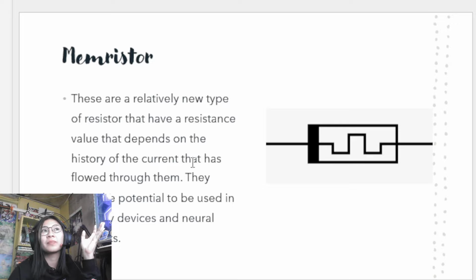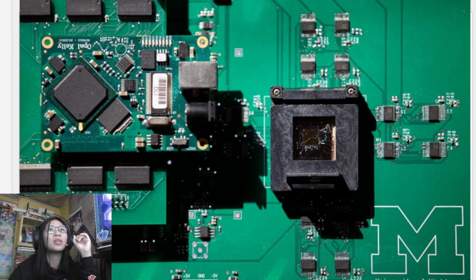So memristor. Okay. They have the potential to be used in memory devices, you know, like cell phones, which have memory devices, neural networks, and laptops also have memory devices. So those memory devices usually use memristors. Okay, so this is the memristor. That big one is a memristor.